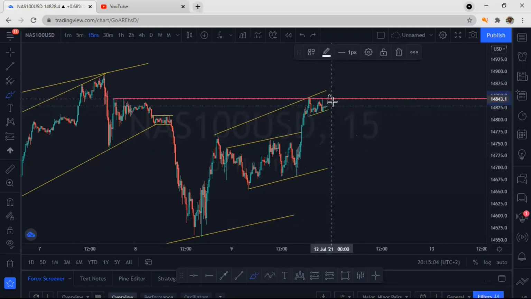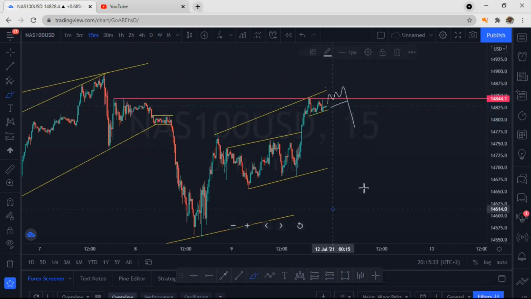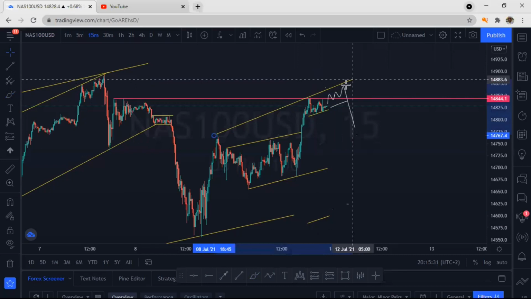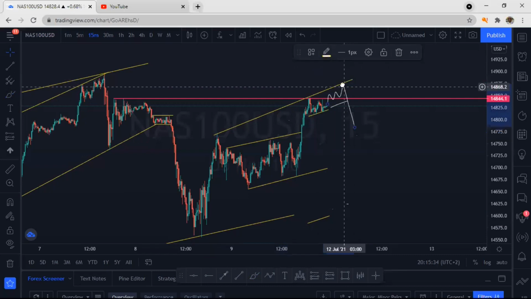We can still see something like this. This can still continue like this. Okay, let me just do this so that it's going to look nice. Hey, what did I do now? Okay, so it can still go up here to experience the third touch here.